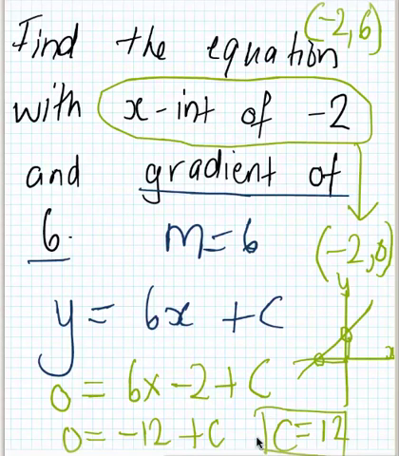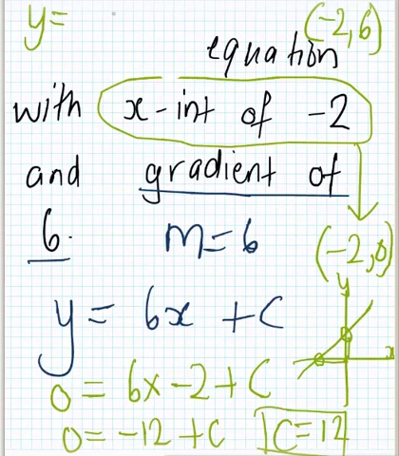And there we have it. So the equation of our straight line will be y equals, the gradient was 6, so 6x, and we just found c. c was plus 12. And there's our equation of our straight line.